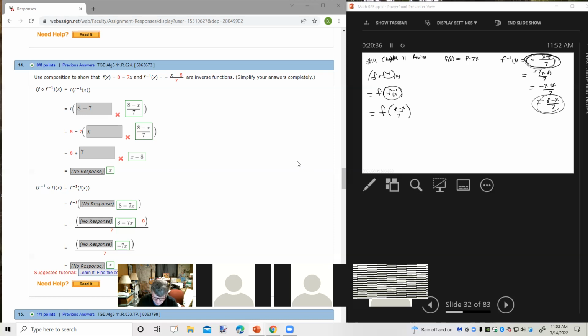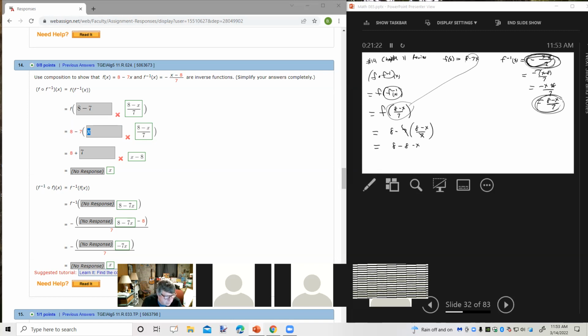So then what do you do next? You take this and you put it in here. So you get 8 minus 7 times the quantity 8 minus x over 7, which is what they wanted you to do on this line. So what would go in this box would be, again, either all of this or this. That makes sense. All right, then the next thing you do is the 7 and the 7 would reduce. You'd have 8 minus x.